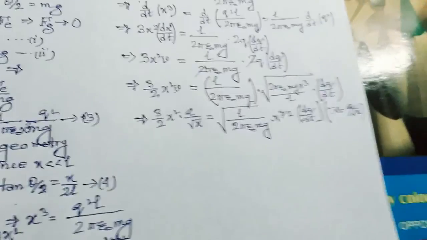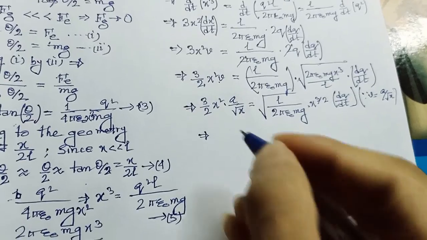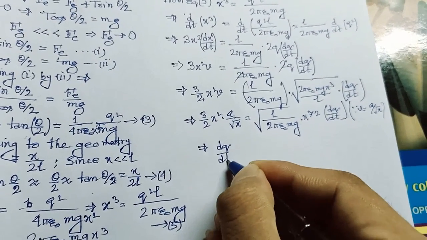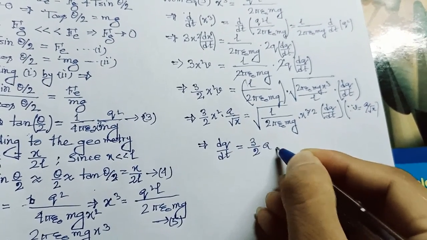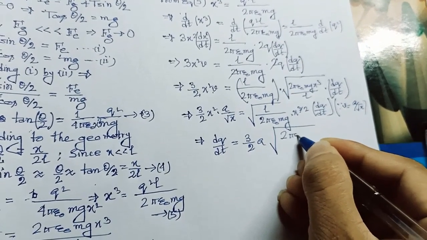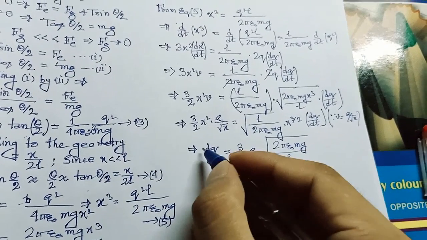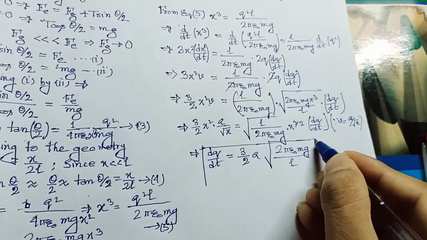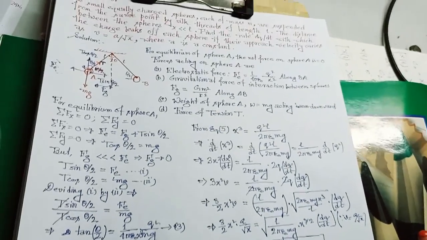So from this equation we can write the rate of leaking of charge dq with respect to dt will be equal to 3 divided by 2 a under root 2 pi epsilon naught mg divided by L. So this is our required result for finding the rate of leakage of charges from the sphere.